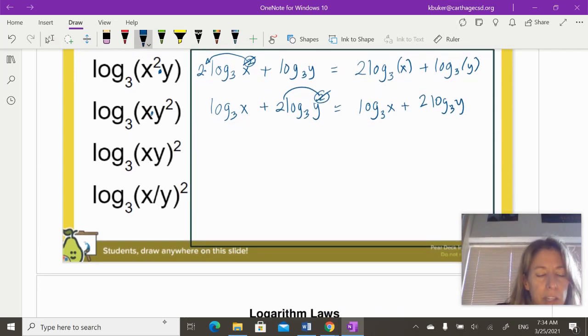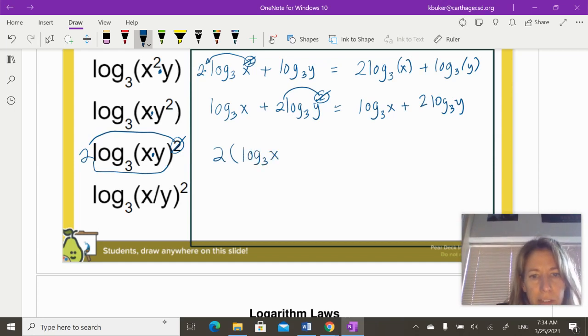All right, this next one is different because the 2 applies to the whole thing. So what I'm going to do is take care of that exponent first. And if I do that, I need to remember that the 2 goes with the whole thing. So I need these parentheses. The 2 is going to go with this whole log. And this is multiplication, so I'm just going to expand it now. So this is 2 log base 3 of x plus log base 3 of y.